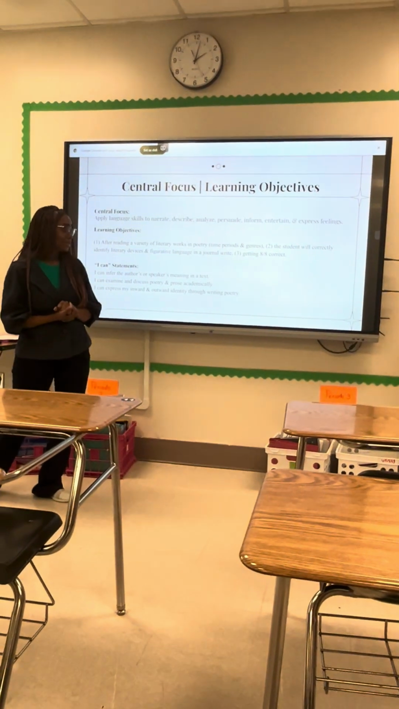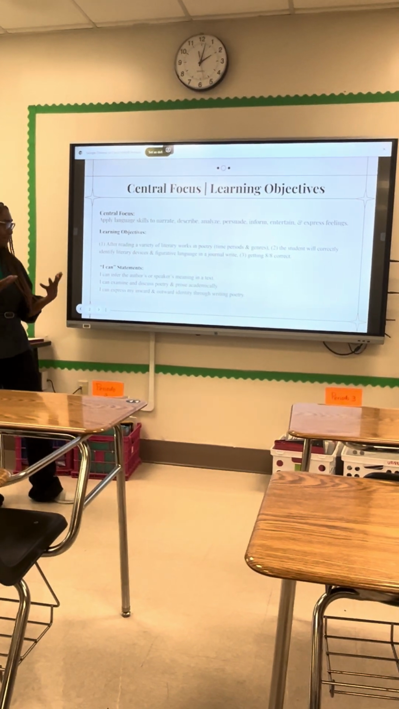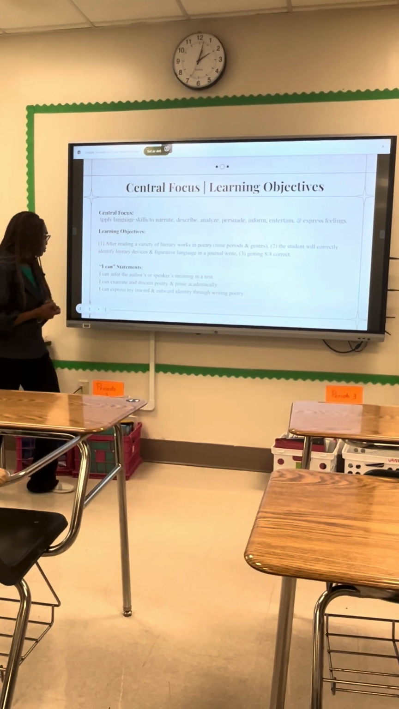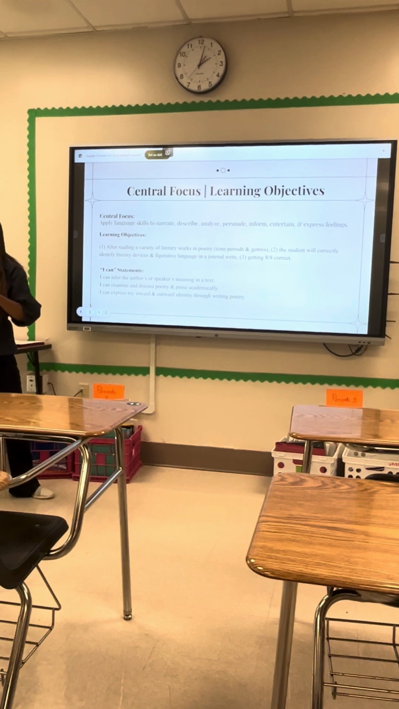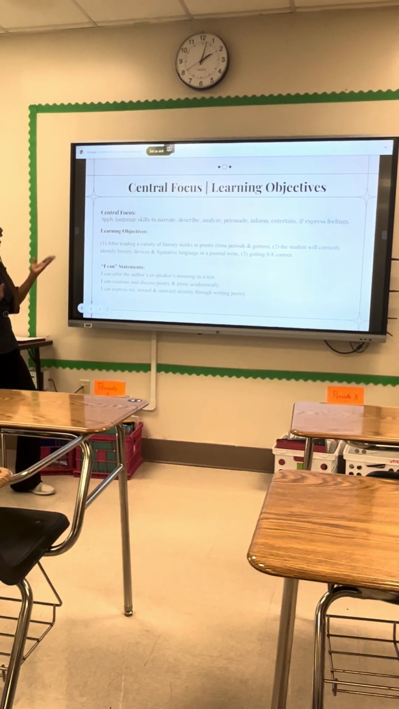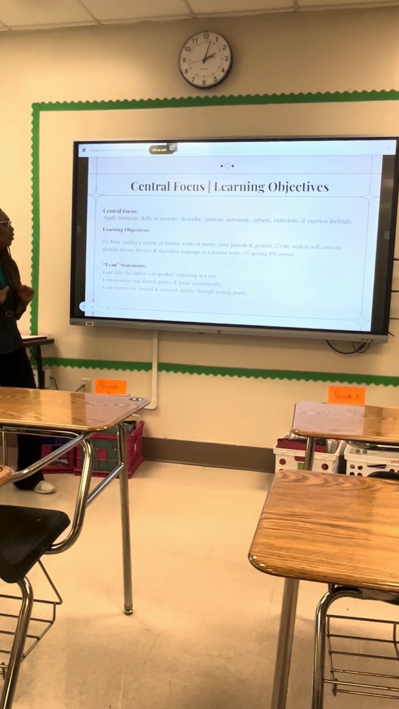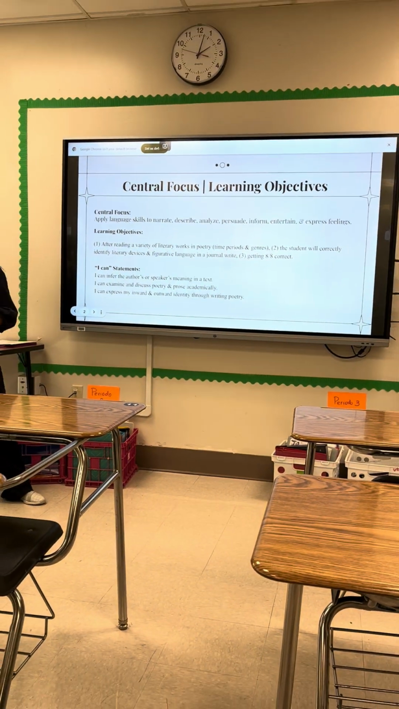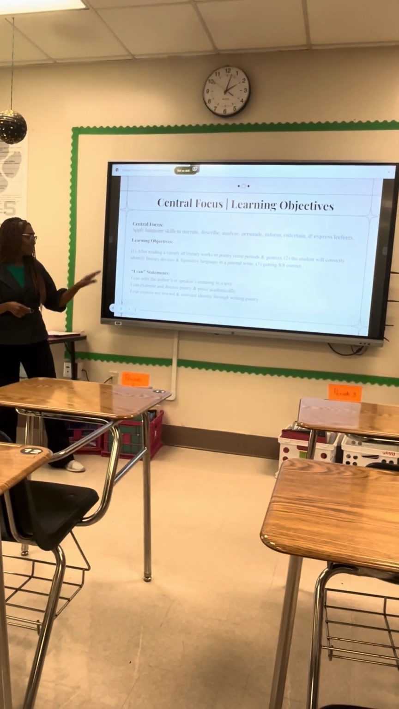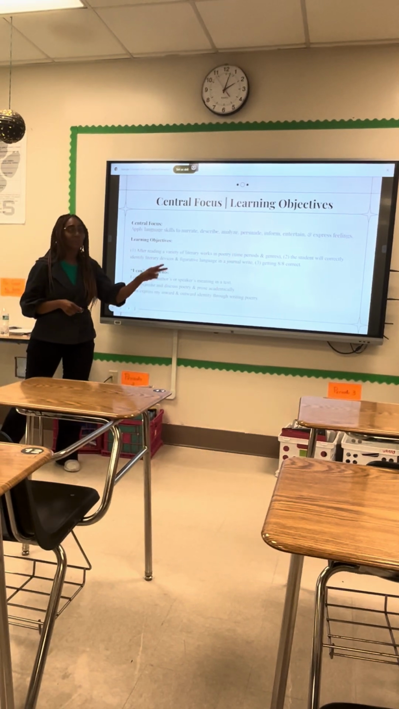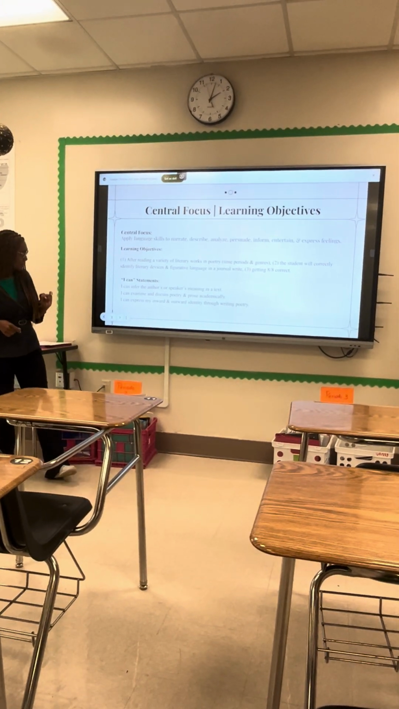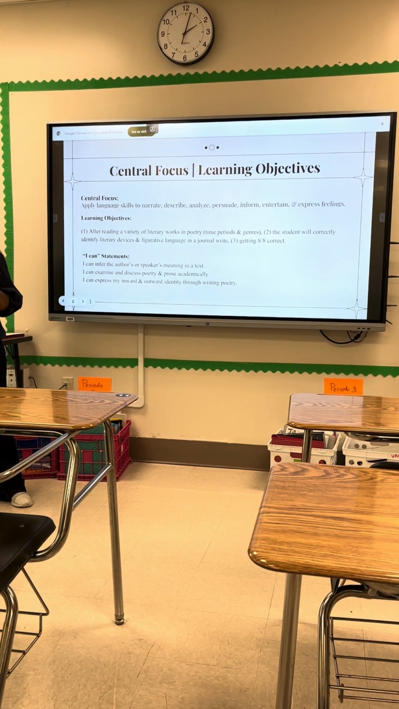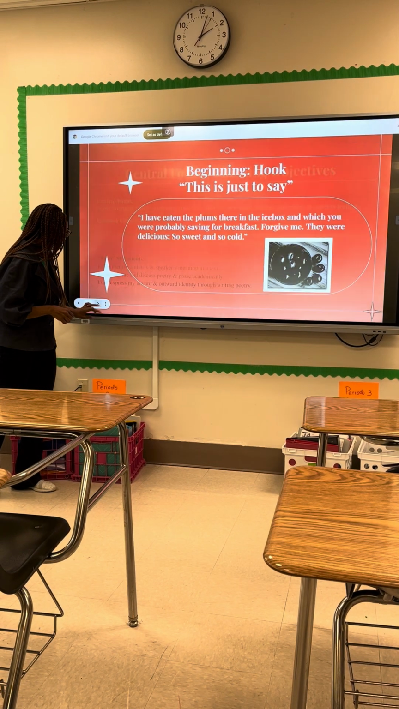And you're going to do that in a journal write, in an assessment, and you'll be able to get all of them correct. So once you do that, you'll be experts in poetry and you'll be able to say, I can infer the author's or speaker's meaning in a text. I can examine and discuss poetry and prose academically. Right now we're working on poetry. We will get to prose later in the lesson. I can express my inward and outward identity through writing poetry. So let's see where we go from here.